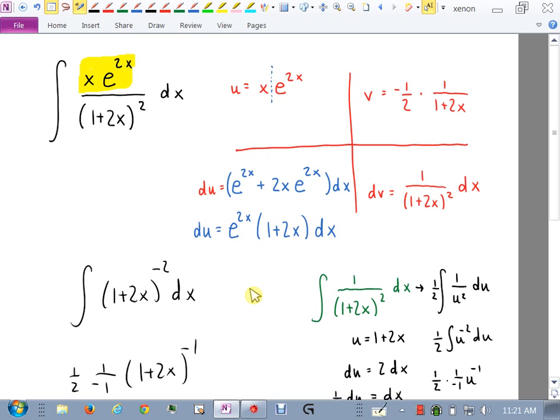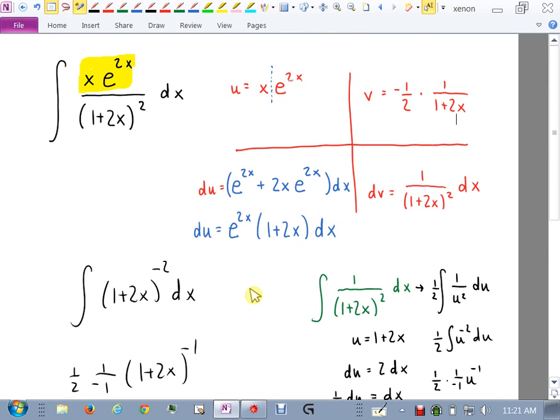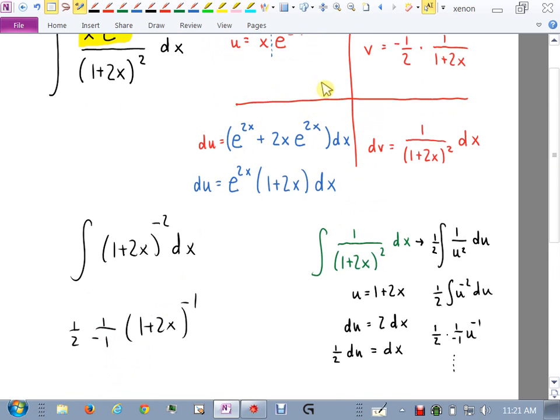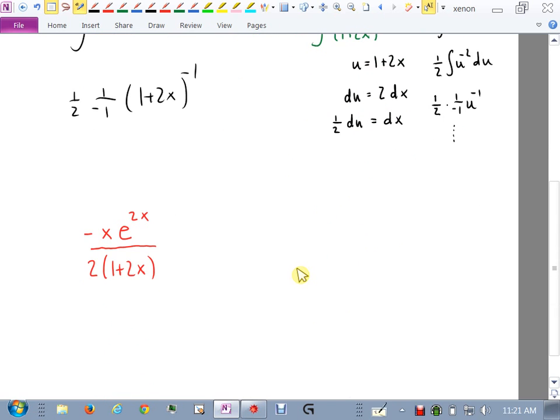So you want the final answer? Help me out. What should it be here? So this times this, right? So negative x e to the 2x over 2 times 1 plus 2x. That's uv, right? That's these two multiplied. Yeah? Okay, and then minus the integral of v du.